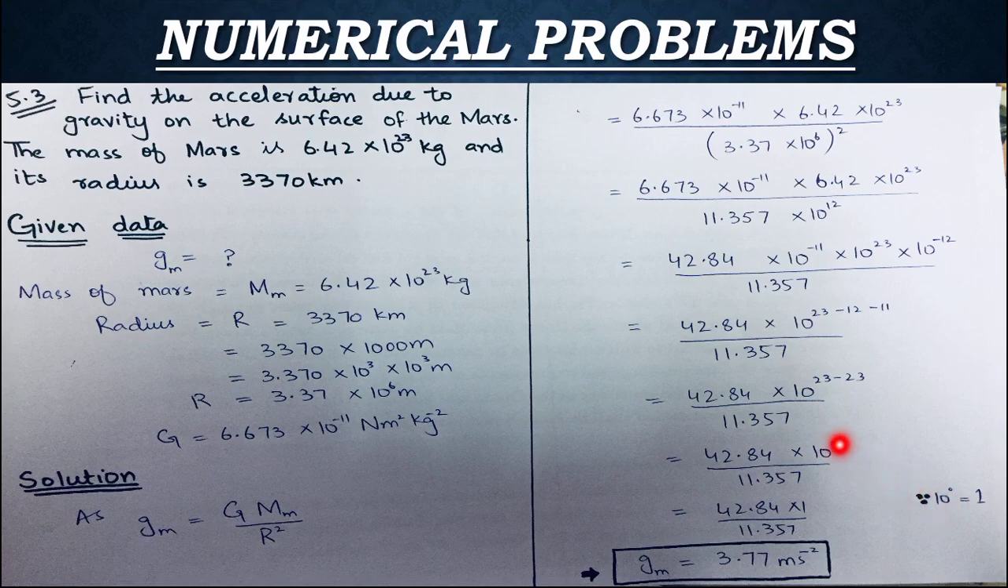Either it's 5 raised to the power 0 or 10 raised to the power 0, the answer will be equal to 1. So here you can see it's 10 raised to the power 0, we will write it as 1. So 42.84 divided by 11.357 will be equal to 3.77 meter per second square. Why did I write meter per second square? Because the unit of gravitational acceleration is meter per second square.